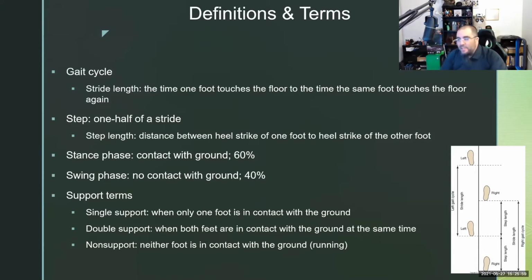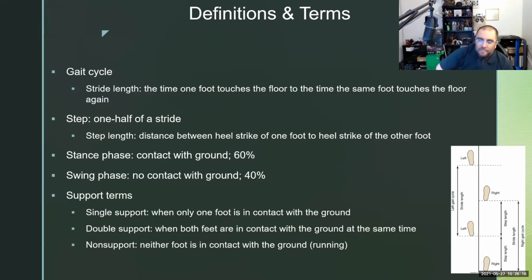I actually had a book once that was funny. One of the books I had for this class said stance phase was 60% and swing phase was 50%. You got up the math there, right? Because if one's 60, the other has to be 40. You can't have more than 100%.